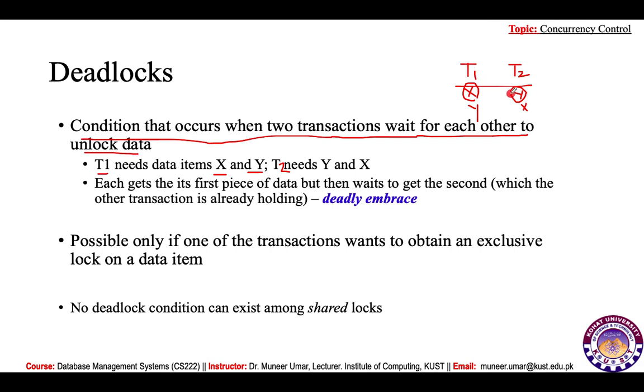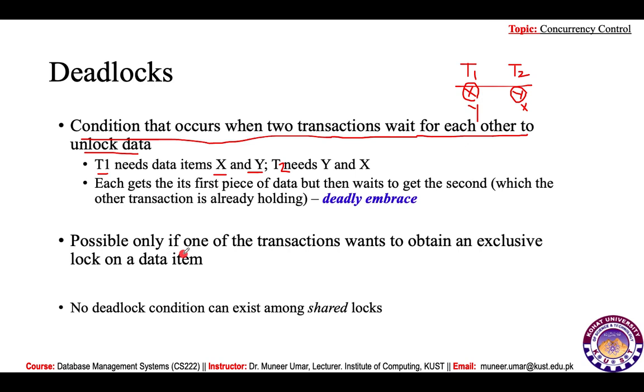T1 is waiting for Y, which has been locked by T2, and T2 is waiting for X, which has been locked by T1. So in this case, both are waiting for one another and they are not releasing their own captured values, and such a situation is known as deadlock.